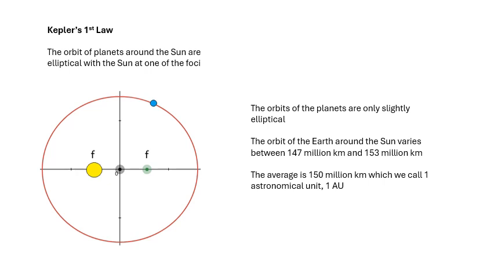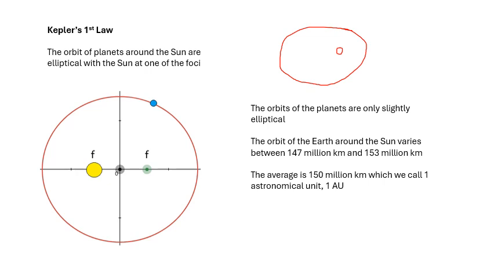Kepler's first law: the orbits of planets around the Sun are elliptical. Sometimes you see very misleading diagrams, like, there's the Sun and there's a planet going around it. It's nowhere near that eccentric. The Earth goes around the Sun, at its closest, at 147 million kilometers, which is in December, and at its furthest, 153 million kilometers, which is in June. So looking at those numbers, it's not very elliptical, is it?